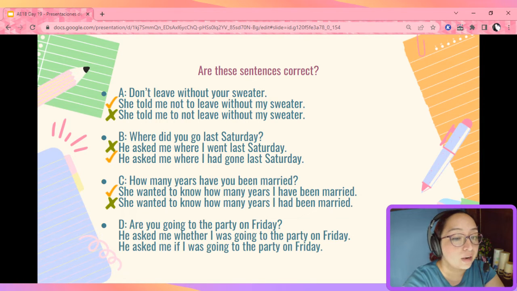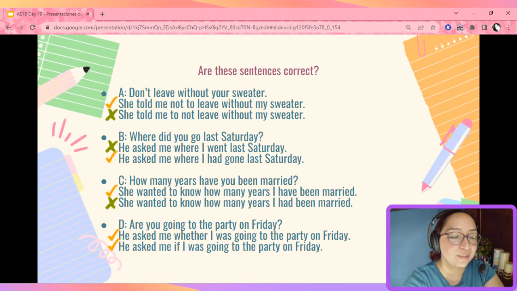Next, are you going to the party on Friday? He asked me whether I was going to the party on Friday. Correct. He asked me if I was going to the party on Friday. Also correct. Remember, when you have a yes/no question, you can use whether or if.